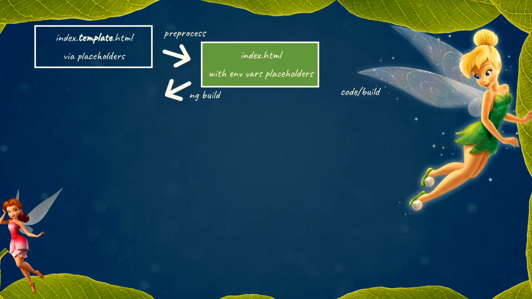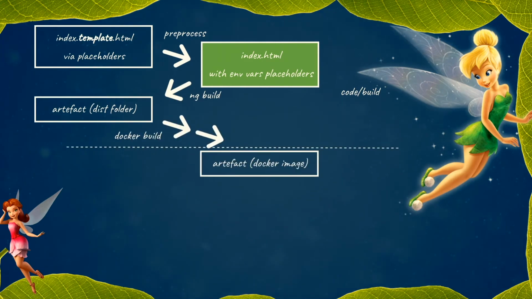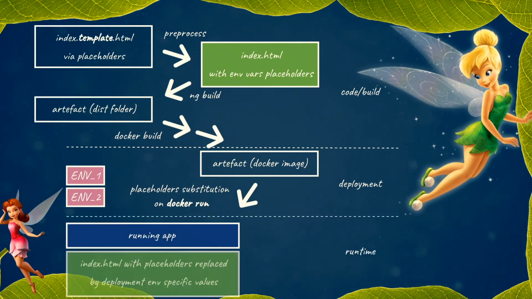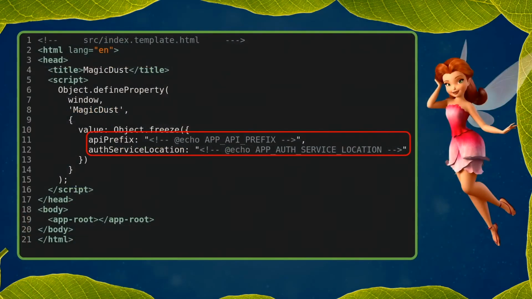Then you do the ng build with all that stuff. You get the artifact, which is a dist folder. You do the Docker build to get the artifact, which is the Docker image. And then, during the deployment phase, you suggest to take the available environment variables and to substitute them on Docker run in this index.html to get a running application which has index.html with the placeholders replaced by the deployment environment specific values. Am I right? So Rosetta said, yeah, you're right.